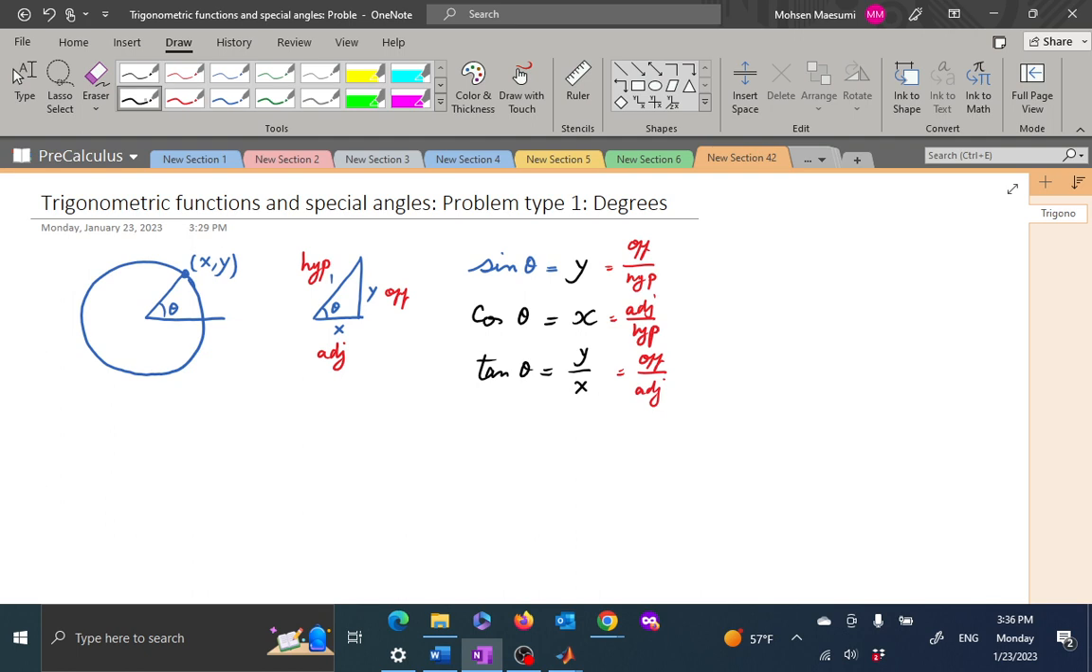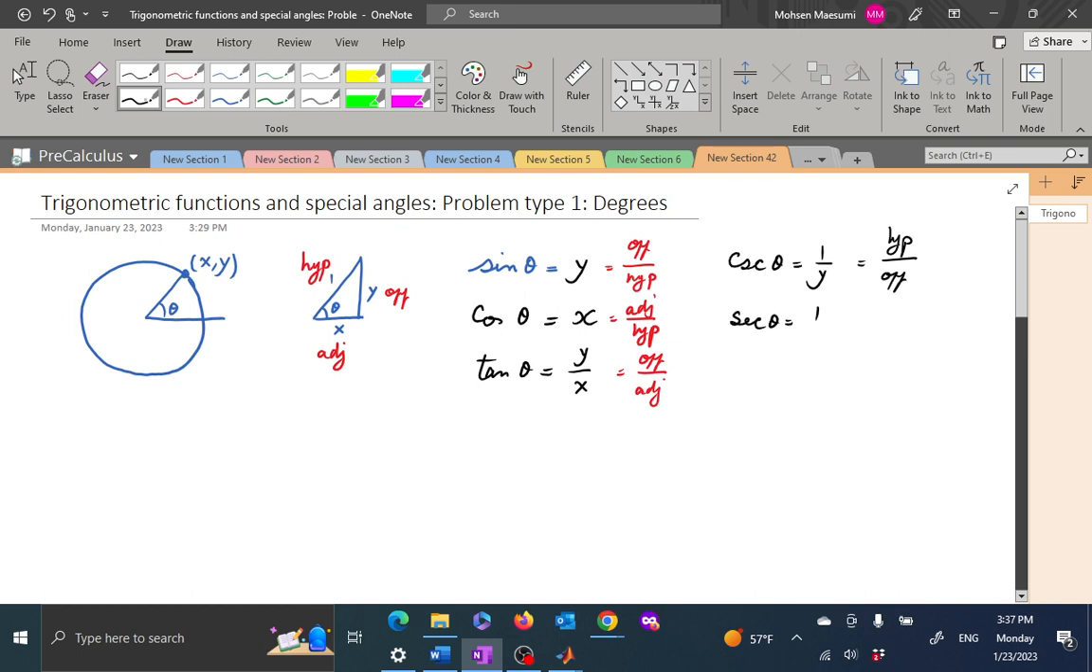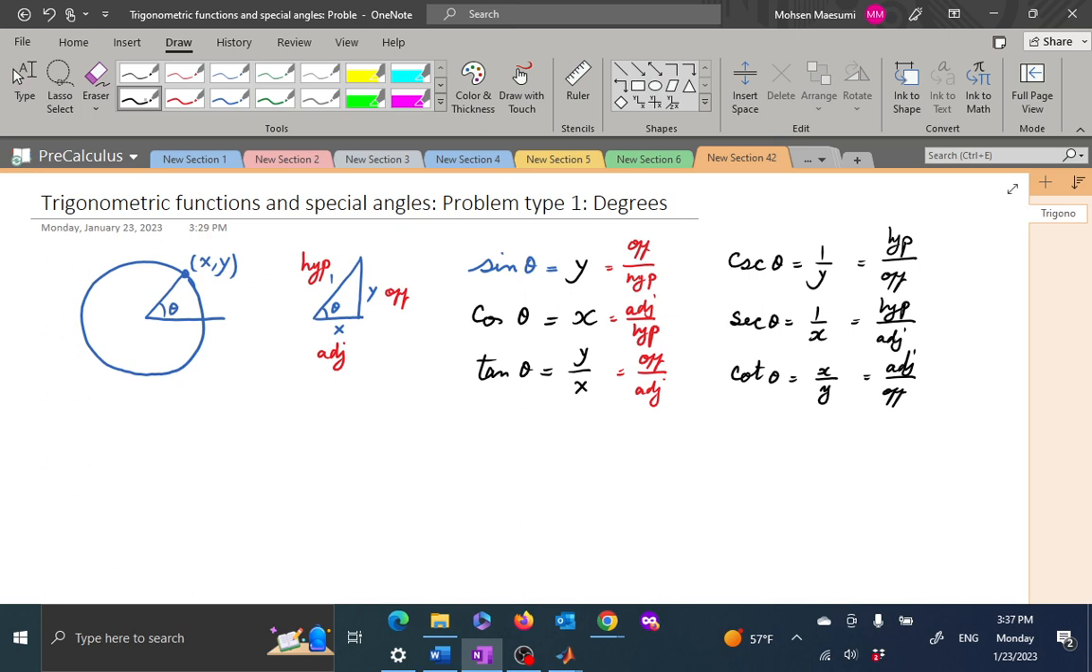Then we have reciprocals of these quantities with the names cosecant of theta, so that's going to be 1 over y, or if you wish, hypotenuse over opposite, and secant of theta, that is 1 over x, which is the same as hypotenuse over adjacent. And this is cotangent of theta, that's going to be x over y, or in other words adjacent over opposite. So these are the six trig functions.